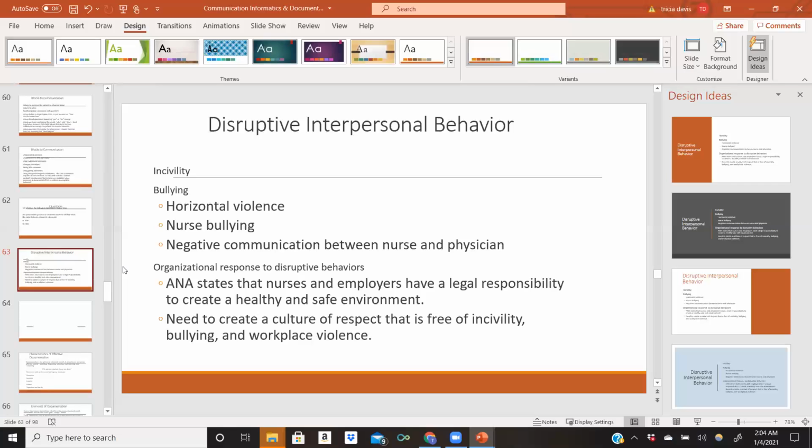Covert bullying includes withholding information from a colleague, gossiping, spreading rumors, using nonverbal communications such as eye rolling and other body language, and then social isolation. Overt bullying includes accusing a nurse of errors made by someone else, so scapegoating, or humiliating a person in the presence of others. Those are some pretty serious things.